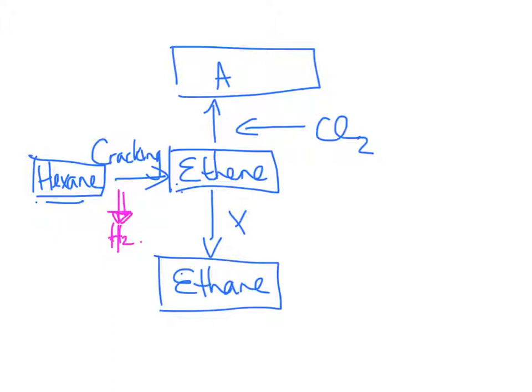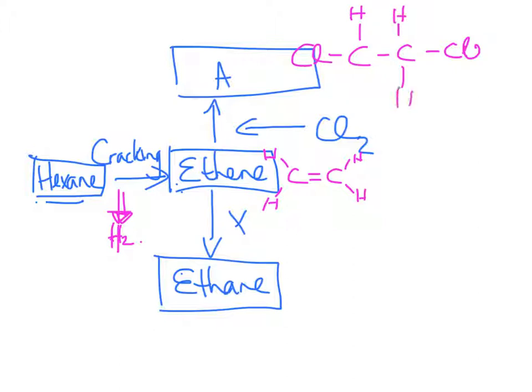Then they might say to you, what is the structural formula of product A? Well, if I had ethene, which has a double bond, and I add some chlorine to it, I'm going to have an addition reaction, and I'm going to land up with 1,2-dichloroethane, where I add those two chlorines on.